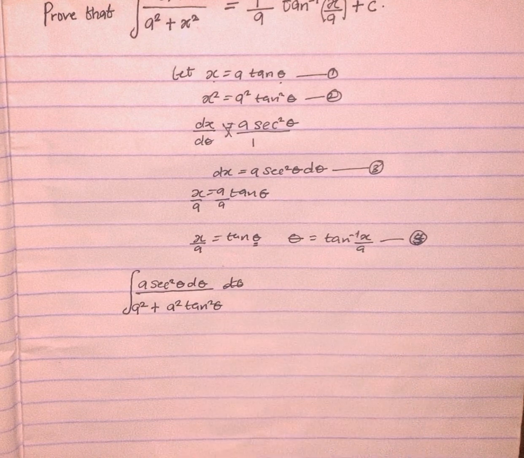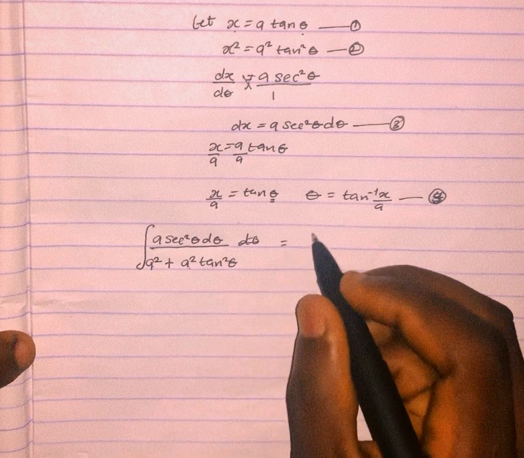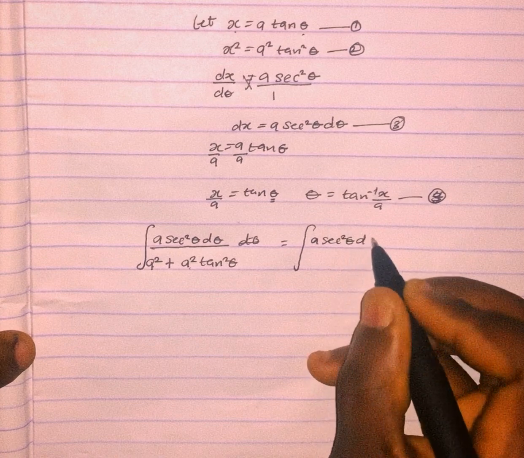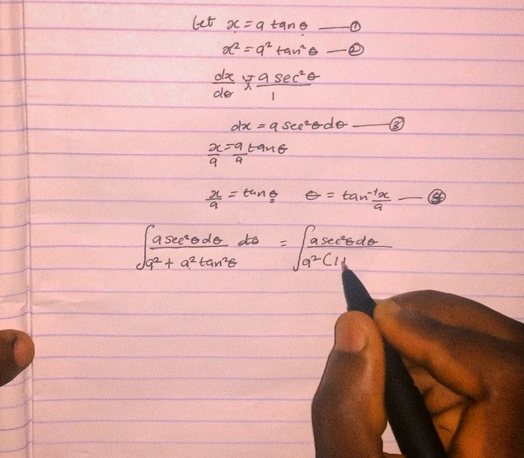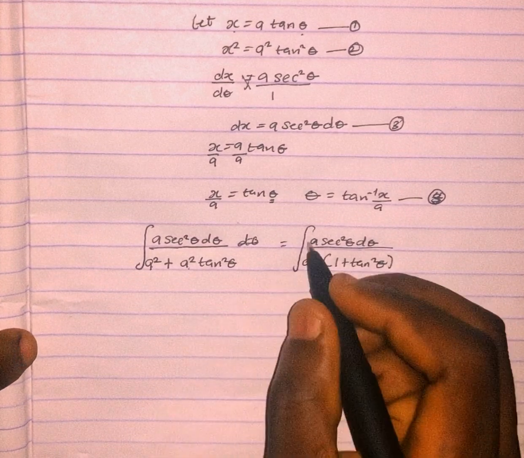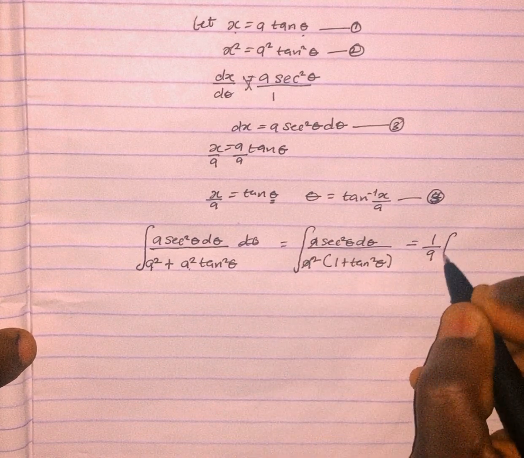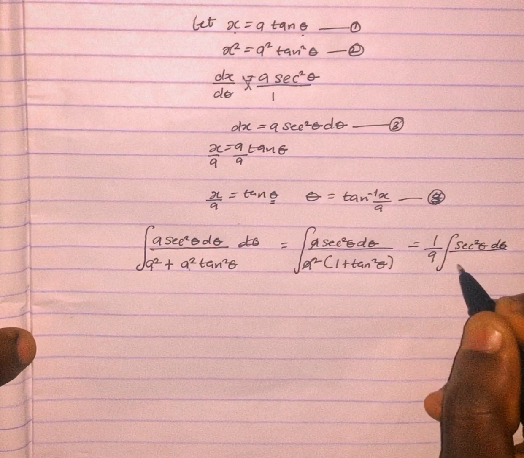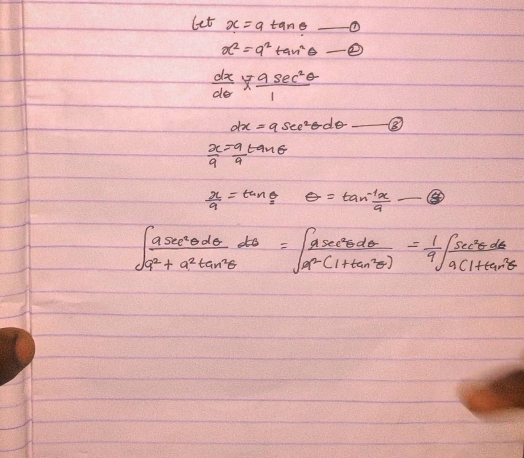Okay, we have d theta here, right? Here we have a squared in common. You can simply factorize a squared so that we have a sec squared theta d theta divided by a squared into bracket 1 plus tan squared theta. Then here an a can cancel, so that we have 1 over a integral of sec squared theta d theta divided by 1 plus tan squared theta.